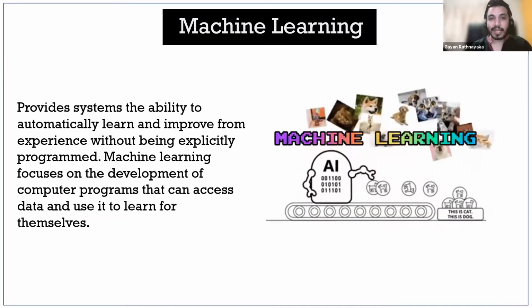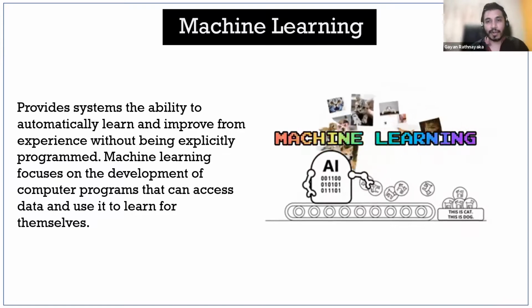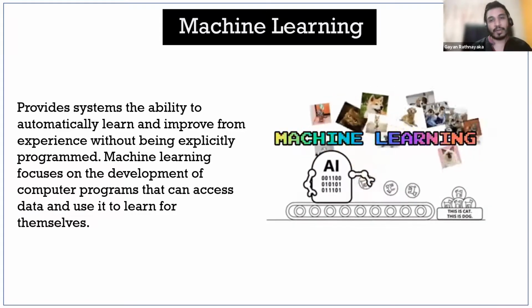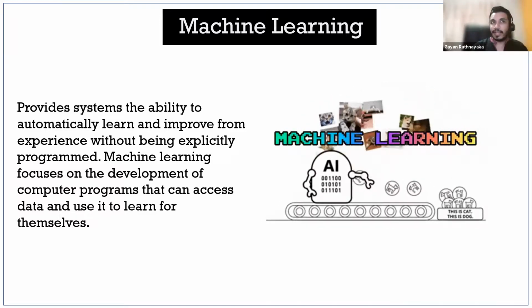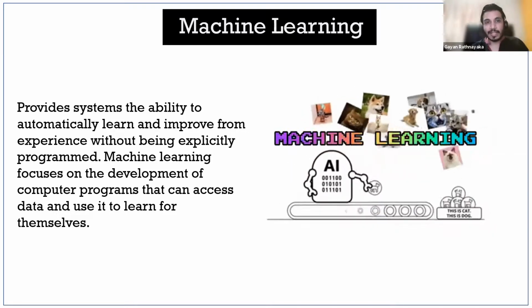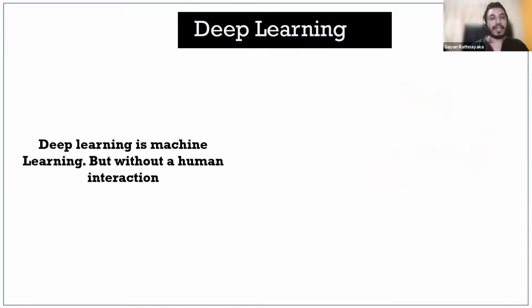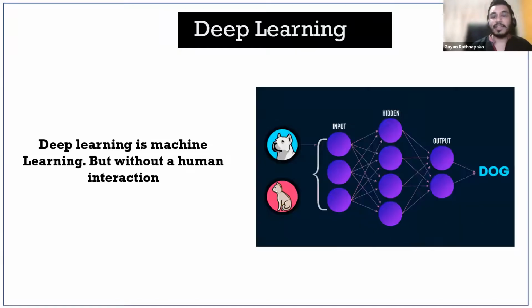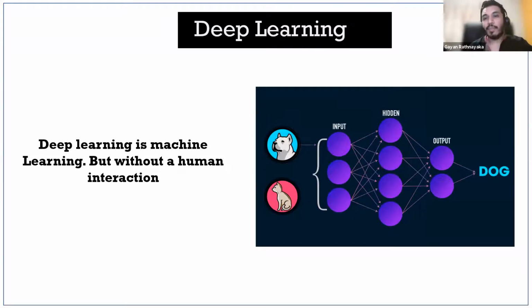You have to tell your AI, when it gives the output, whether this output is correct or not. So the data set is labeled in supervised learning. In unsupervised learning, the data set is not labeled. It basically identifies the pattern. Okay, deep learning. Deep learning is also machine learning, but without human interaction. In machine learning, we had to do a human intervention, we had to verify the output that the model gives us, right?